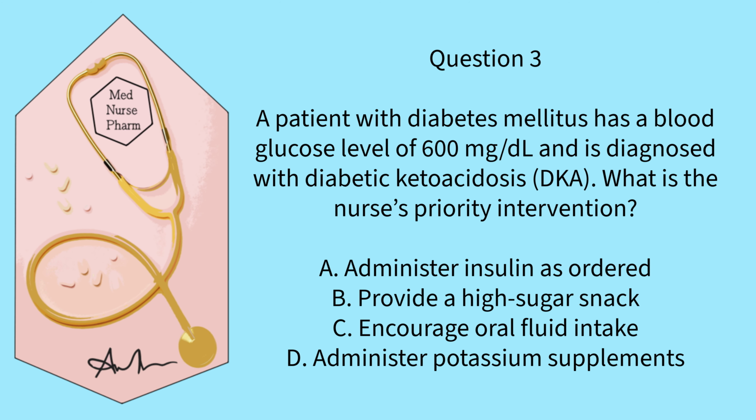Question 3. A patient with diabetes mellitus has a blood glucose level of 600 mg per dL and is diagnosed with diabetic ketoacidosis. What is the nurse's priority intervention? Administer insulin as ordered, provide a high sugar snack, encourage oral fluid intake, administer potassium supplements. Pause the video and select your answer.